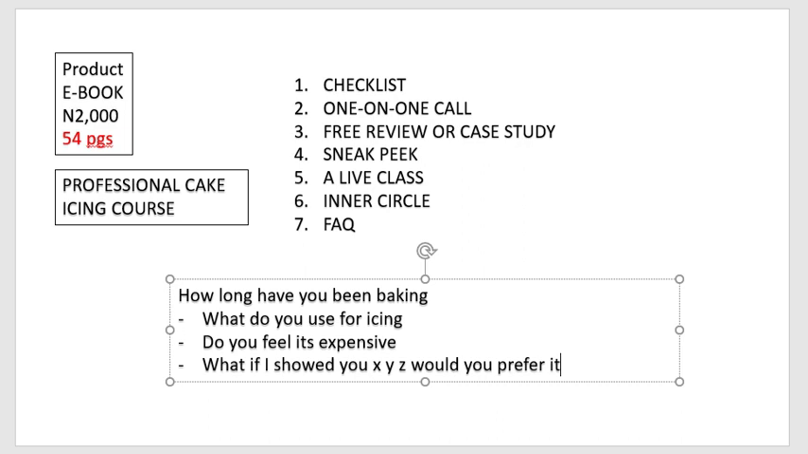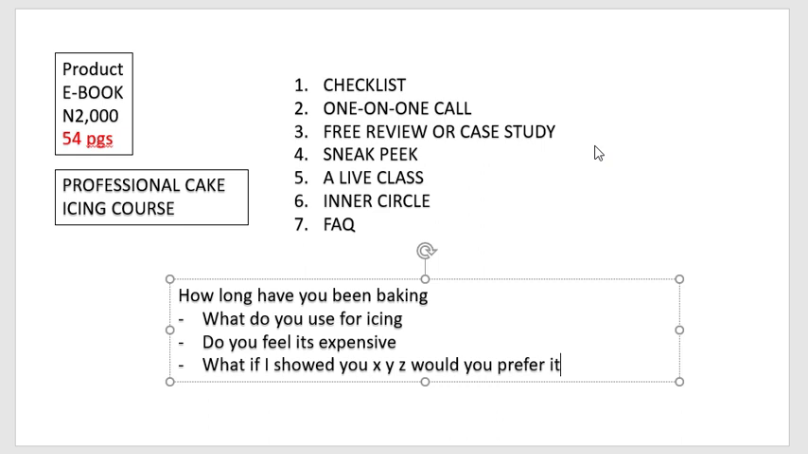So when you give them that idea, they know what they are coming in for. Then number 3, I give them a free review or case study. People want to buy something, especially when you're selling a product, an ebook like this that is teaching people how to do something. They want to know a review. How can you translate this knowledge into something practical? So you can give them a free review.